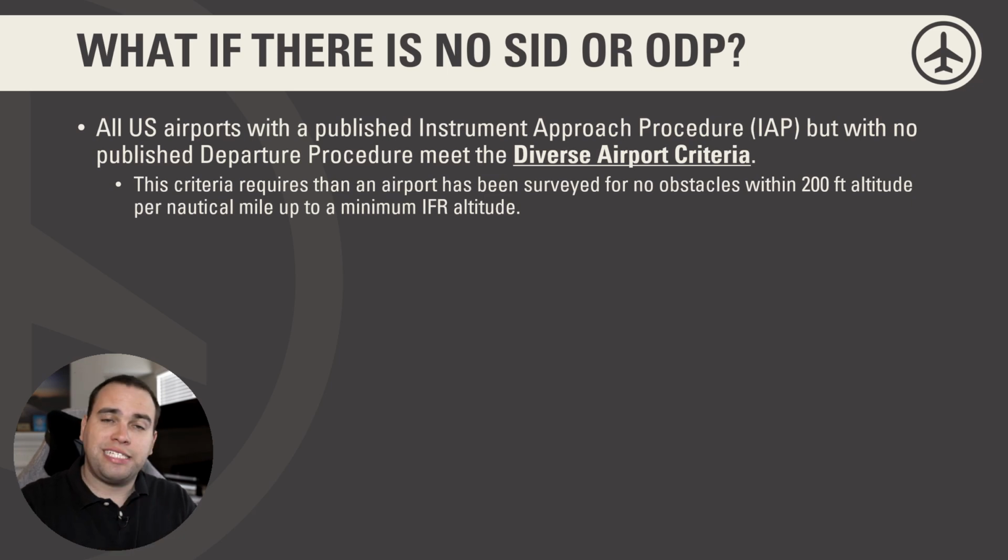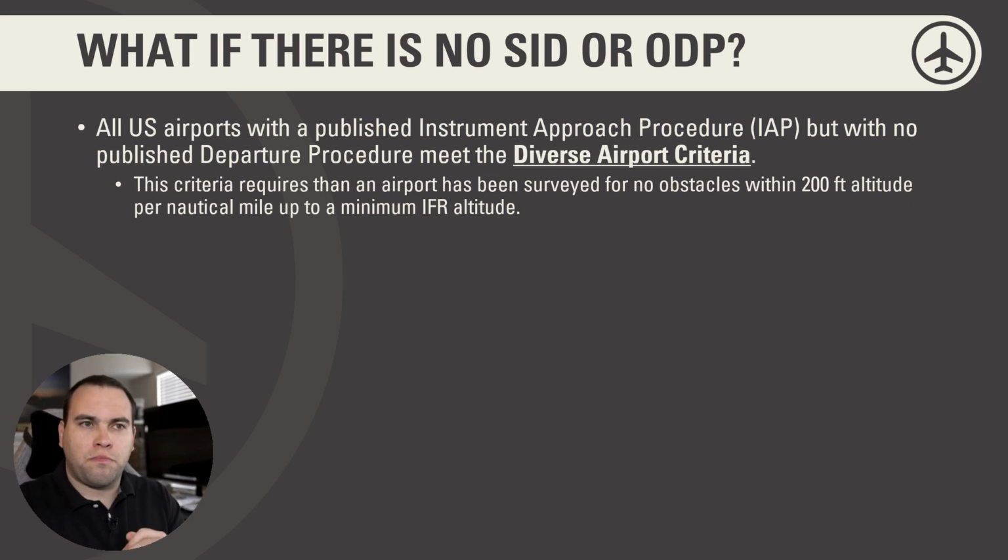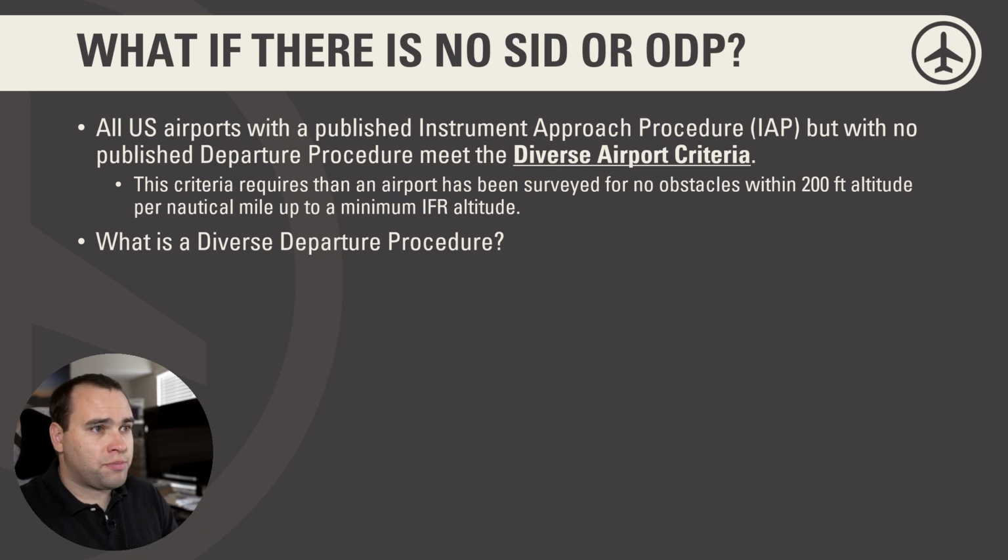So for example, let's say there's an airport that's at 1,000 feet elevation. In the AROCA, the off-route obstruction clearance altitude in the sector that airport is in, is 2,000 feet. If that airport meets the diverse airport criteria, that means we could take off from that airport, climb with a 200-foot per nautical mile climb gradient, and we would get up to 2,000 feet in any direction from that airport without hitting any obstacles. So, what is a diverse departure procedure?